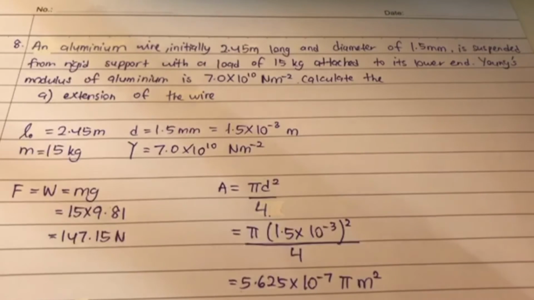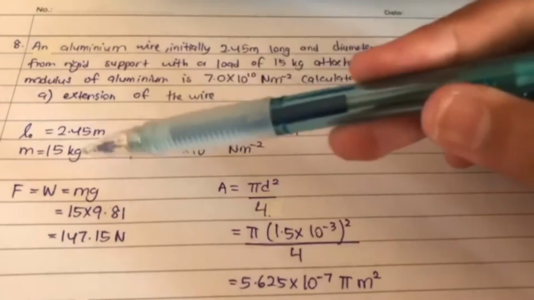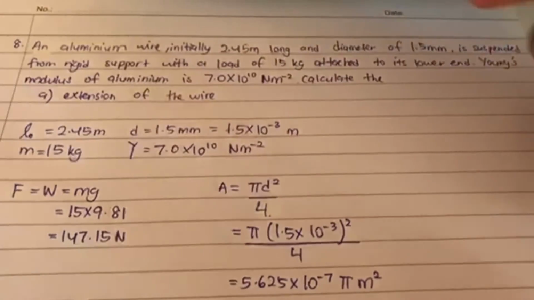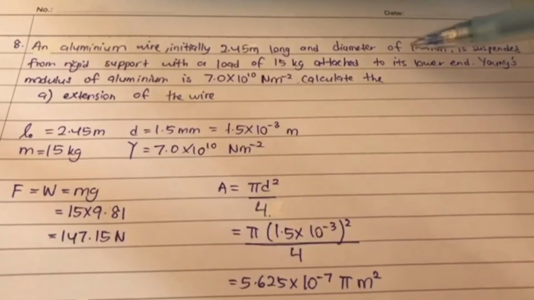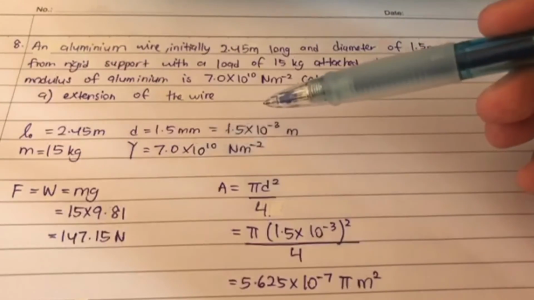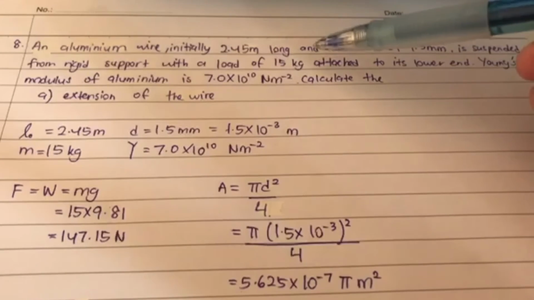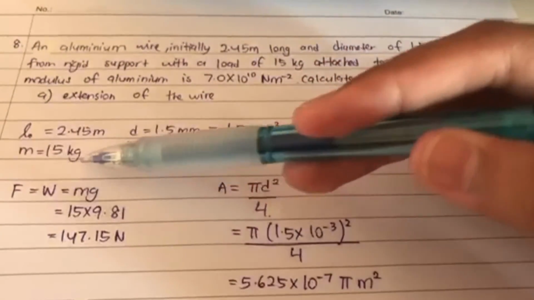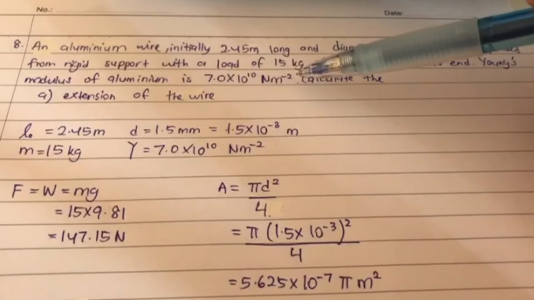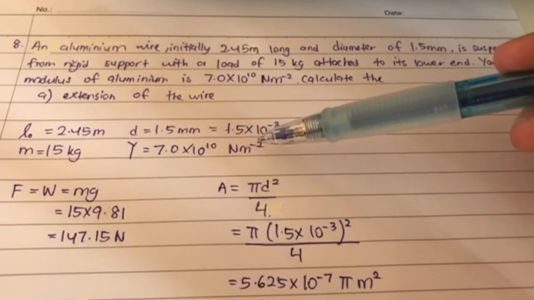So the first step we need to do is we need to take out the information. So we know that this is initial length, or we call it as L naught. So L naught is 2.45 meter. We write it here, and then the diameter is 1.5 millimeter. Then we need to change it to meter, so we need to times by 10 power of -3. And then it said the load is 15 kilogram. So we write it M equals to 15 kilogram. Then the Young modulus of aluminium is 7.0 times 10 power of 10 Newton meter per -2.